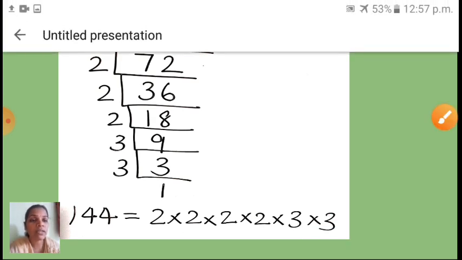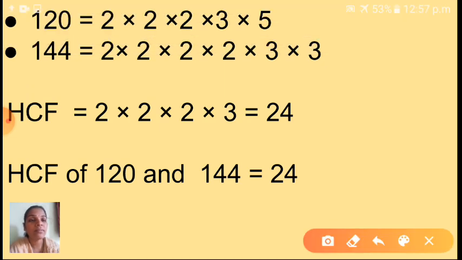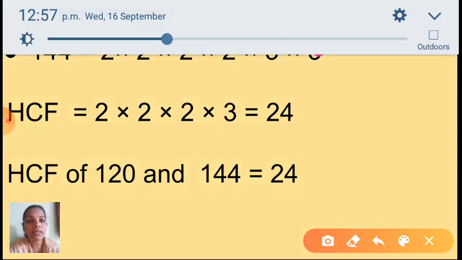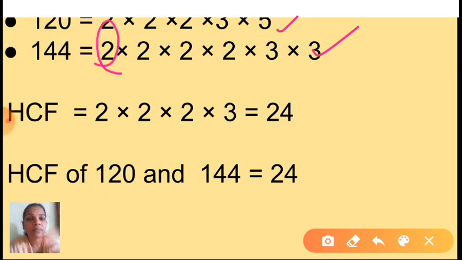Okay children, I have written here. See, these two I have written. So now what you have to do? HCF we have to find. For that we have to take the common factors here. So see here, you have to take one 2, and here also you have to take one 2, and here also one 2, and the next common factor is 3. So you have to take 3.